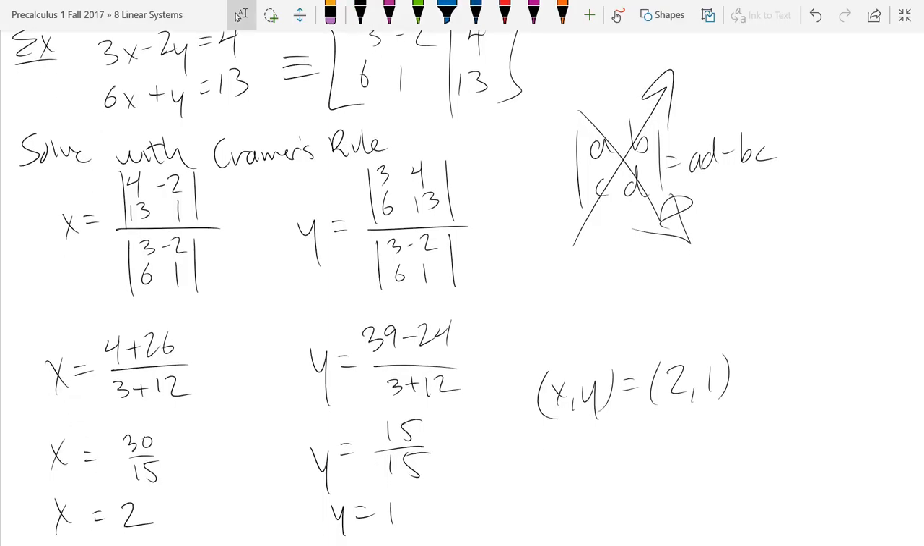So any questions on those 2x2s? You should have gotten 2 for x and 1 for y. We can check these really quickly, especially when there's just two equations, two variables. You plug them in and check.